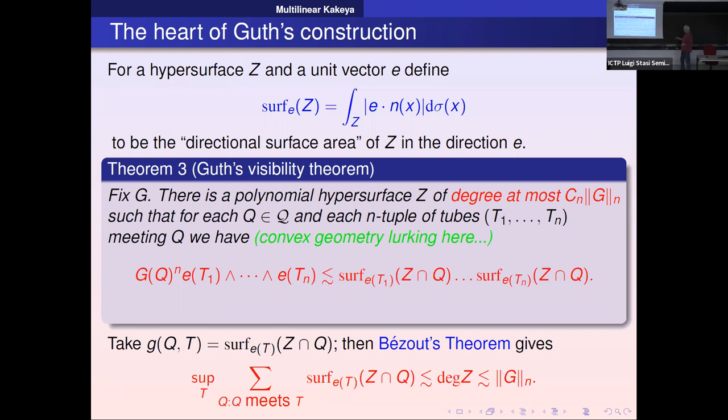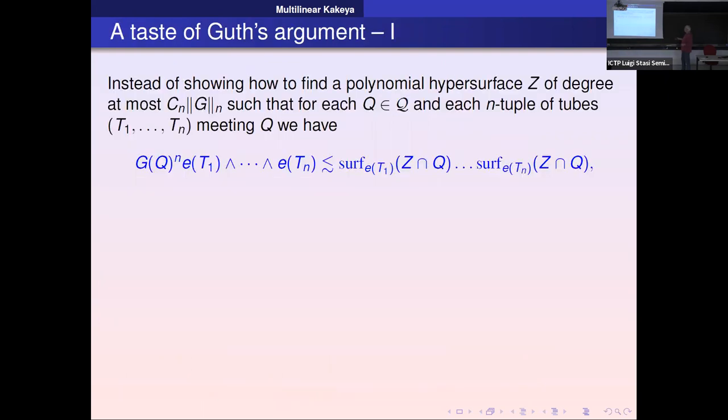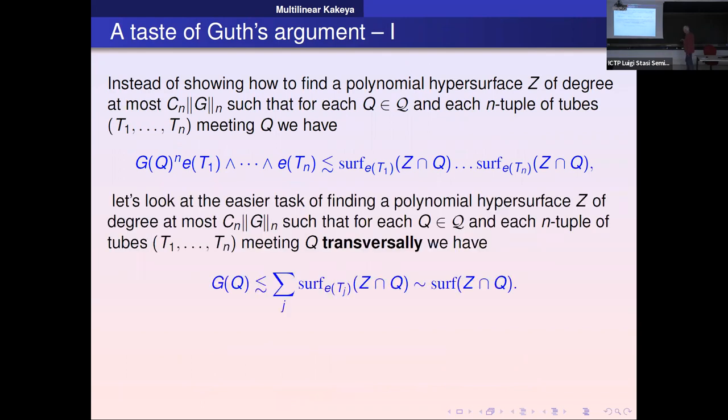So how does one prove the visibility theorem of Guth? Well, that's hard, as I said, but let's just have a taste of how it goes. That's what we'd like to do. But let's look at a much easier task, just to illustrate the idea. The easier task is to find a polynomial hypersurface of degree at most the same thing, such that for every cube Q, each entry of tubes meeting Q transversely, we have this.